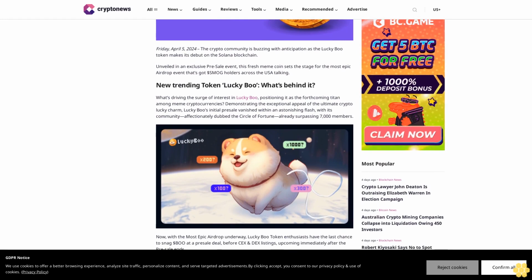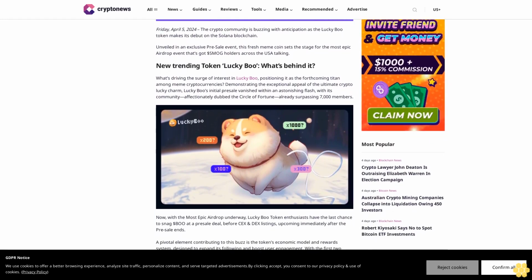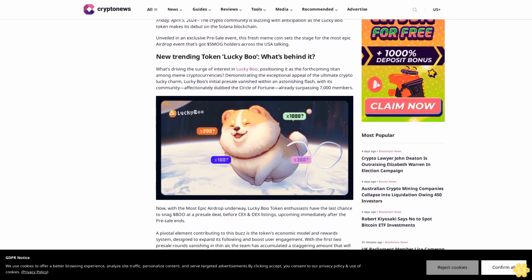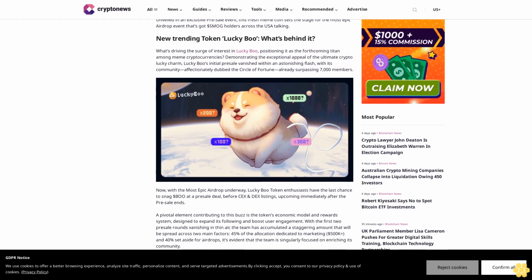New trending token Lucky Boo, what's behind it? What's driving the surge of interest in Lucky Boo, positioning it as the forthcoming titan among meme cryptocurrencies, demonstrating the exceptional appeal of the ultimate crypto lucky charm?